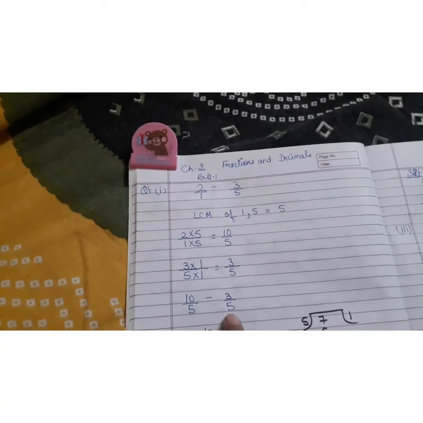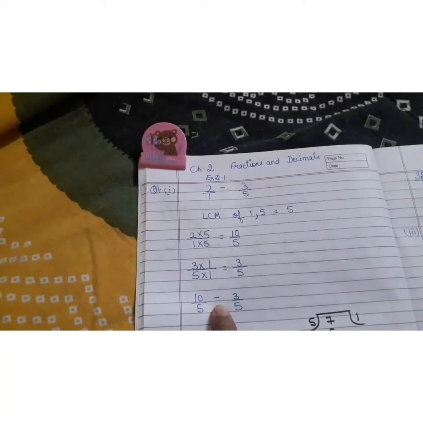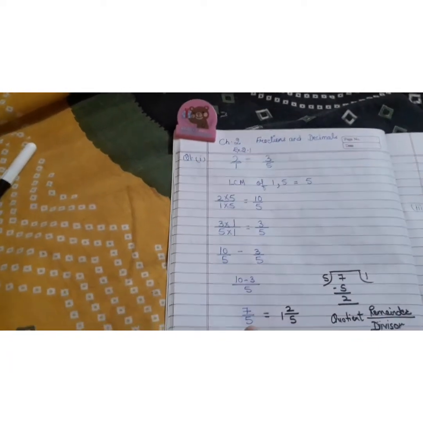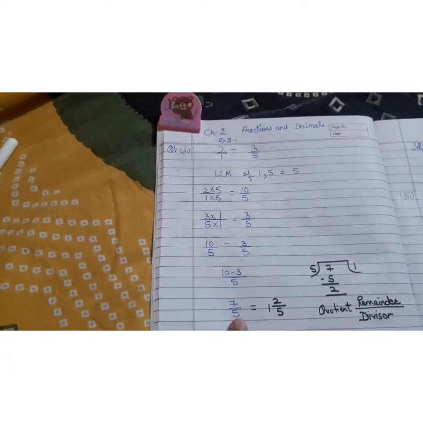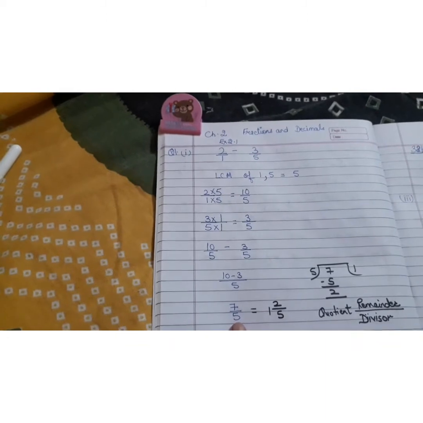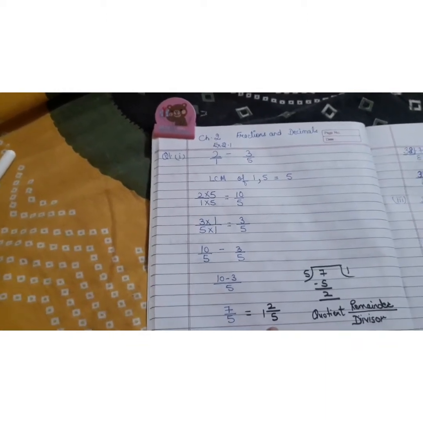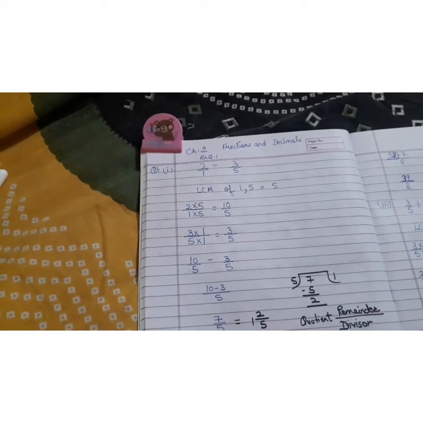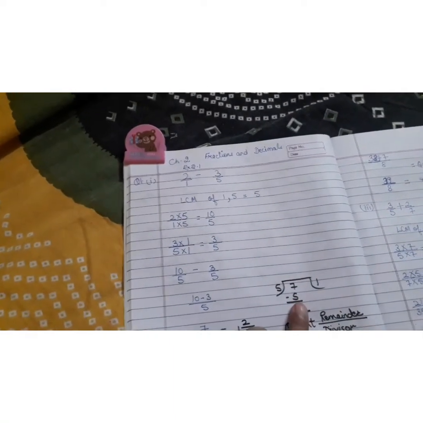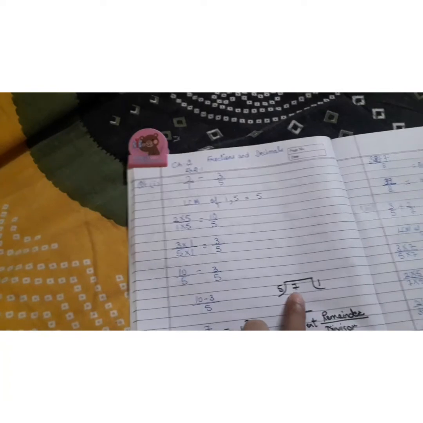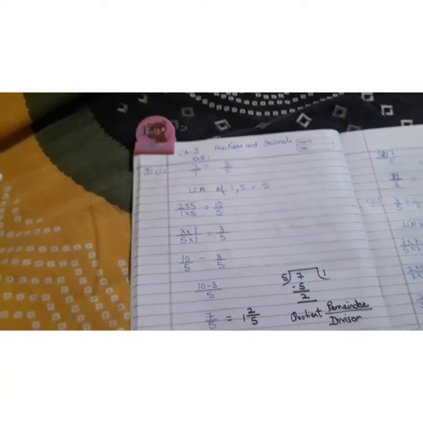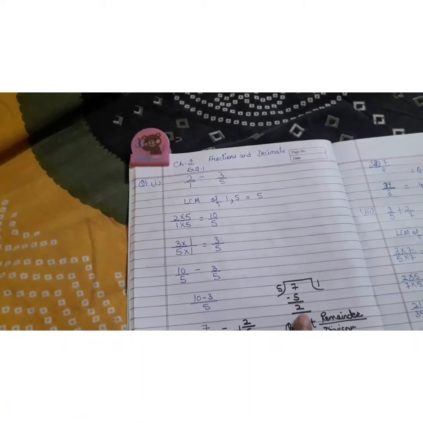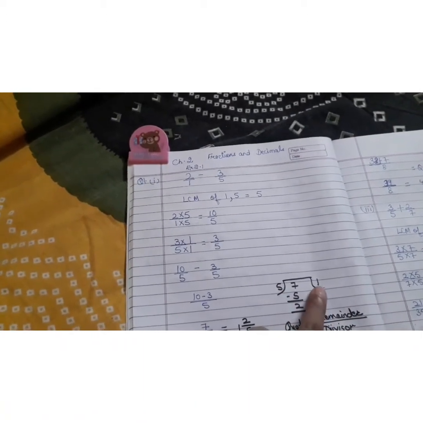Write down 3 by 5 here, and then subtract. On subtracting, you will get 7 by 5. Now convert this fraction into a mixed fraction. So how will you convert it into a mixed fraction? You will have to divide 7 by 5. You will get 1 as quotient and 2 as remainder.